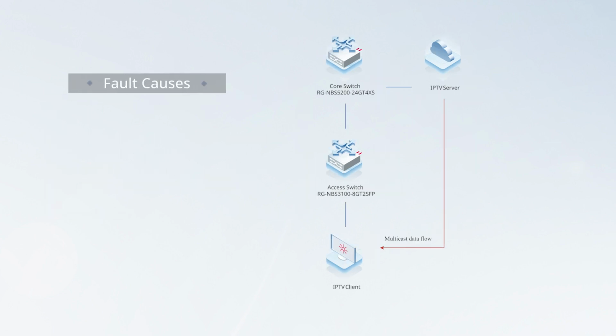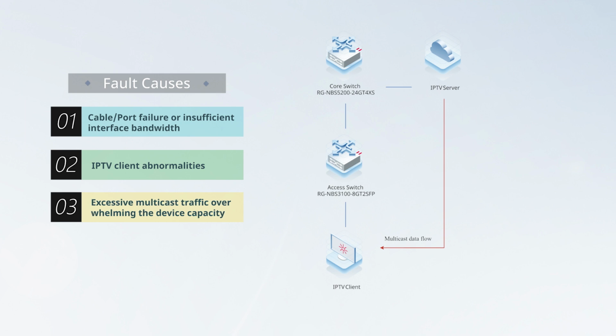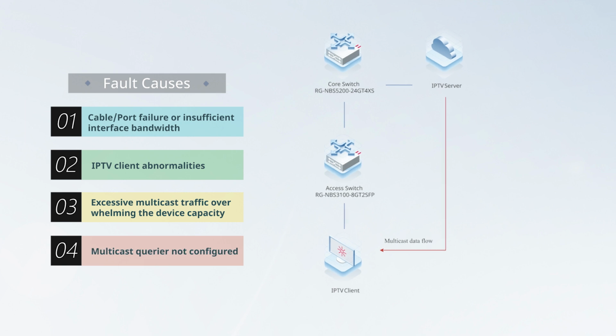Possible causes are as follows. First, cable or port failure or insufficient interface bandwidth. Second, IPTV client abnormalities. Third, excessive multicast traffic overwhelming the device capacity. Fourth, multicast querier not configured.